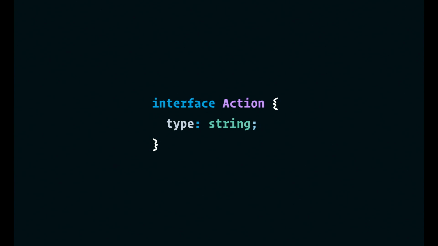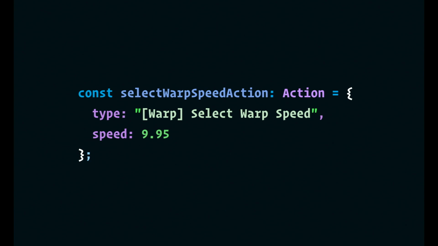So that type property needs to be a unique description of the event that you're trying to capture, and you can add additional properties to the object to give that event context. For example, if we want to model the select warp speed button press of the user, we could create a select warp speed action, whose type clearly describes the event that we're capturing, and we can also add the speed to that action to give this event additional context.